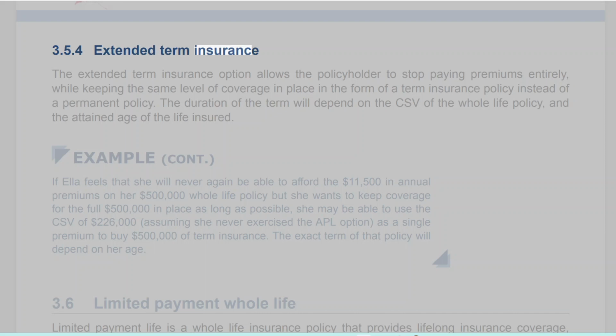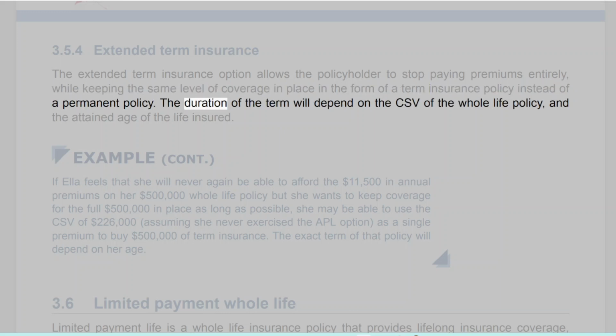3.5.4 Extended Term Insurance. The extended term insurance option allows the policyholder to stop paying premiums entirely, while keeping the same level of coverage in place in the form of a term insurance policy instead of a permanent policy. The duration of the term will depend on the CSV of the whole life policy and the attained age of the life insured. Example, Kant.